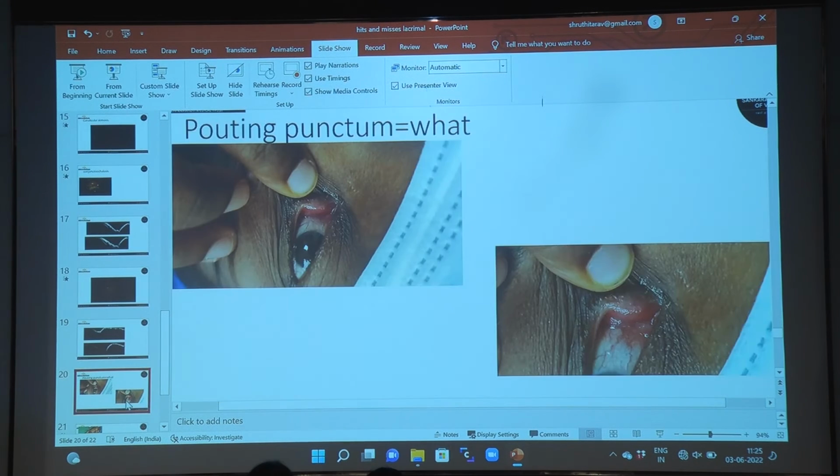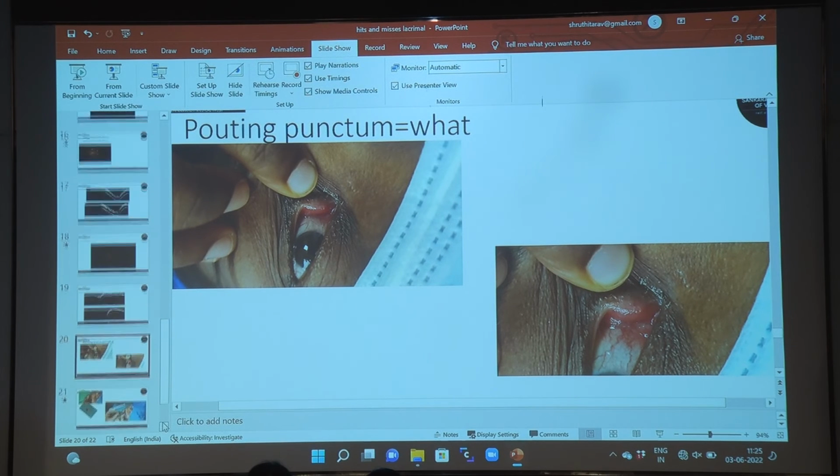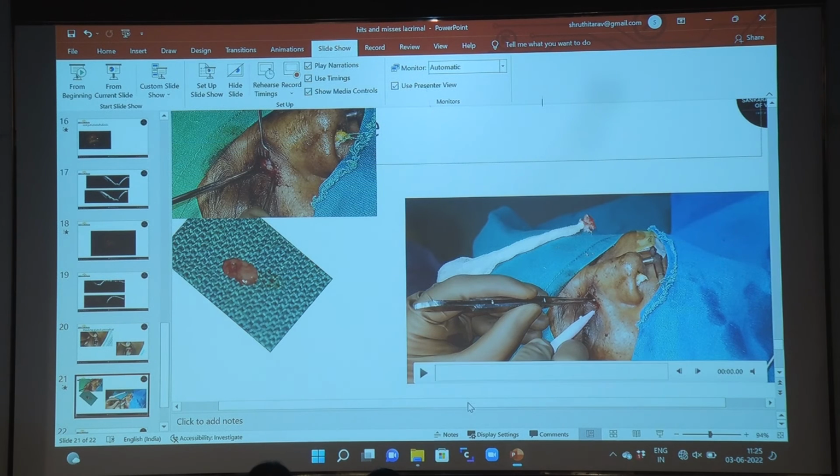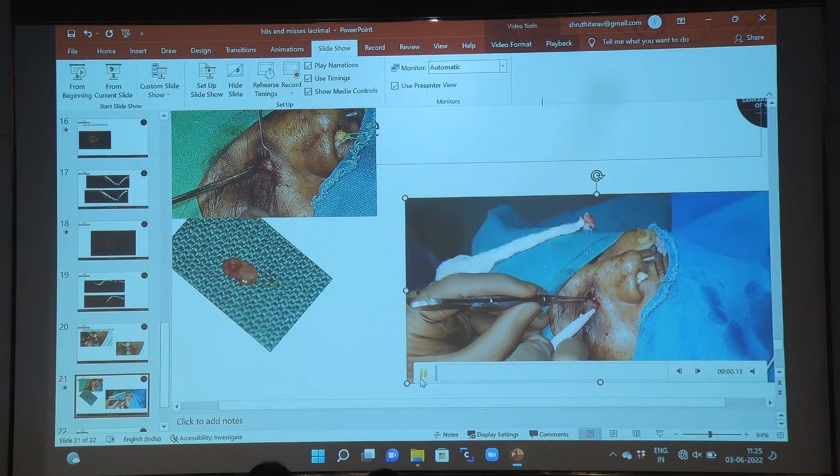So this was something, and any pouting punctum, or if there is a swelling medial to the punctum, it is not a chalazion, it can be a canaliculitis. Now this was something that I saw recently in my last OT, a routine DCR.